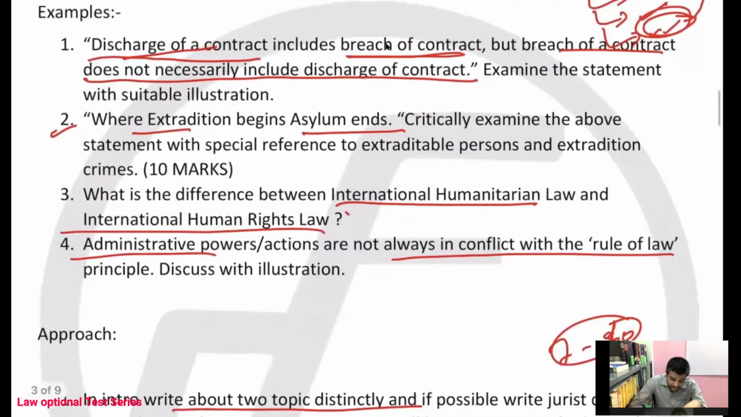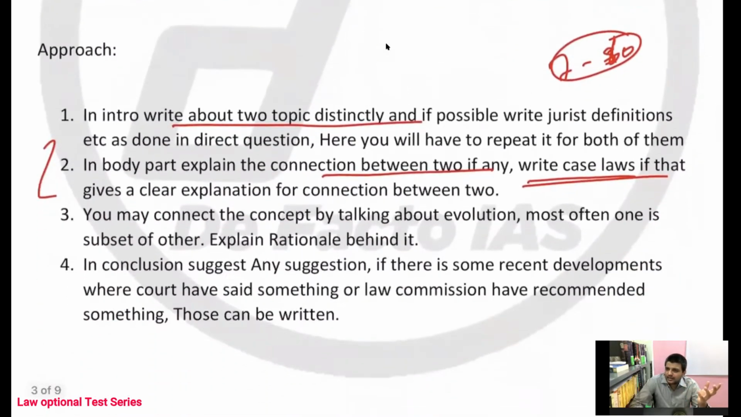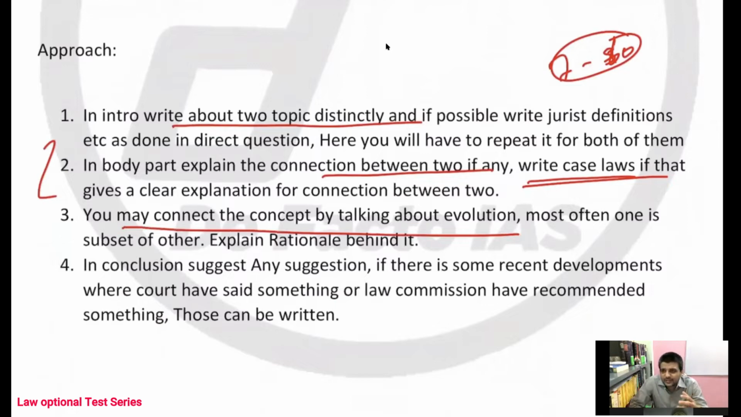Like in the case of frustration of contract and breach of contract, multiple case laws are there, so that we clearly bring out that this is what it is actually talking about. Then, if case law is absent, you can talk about the evolution of that concept: how this concept was initially the same, and later it evolved.